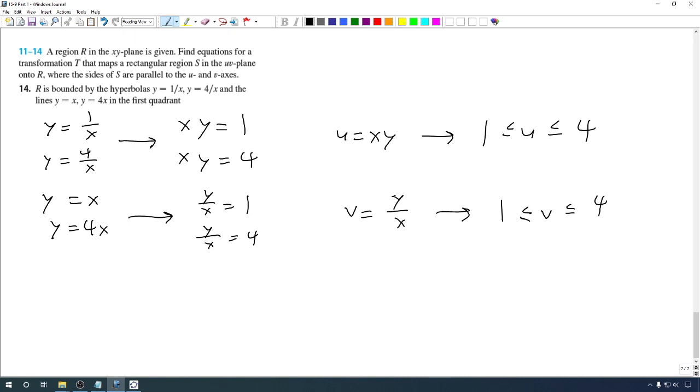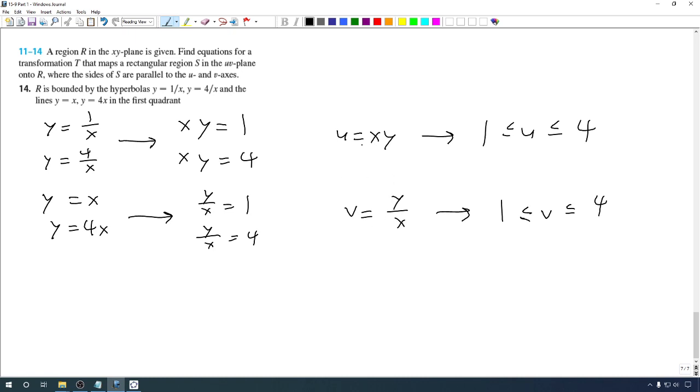Now, of course, again, this is our inverse transformation. We have our new variables in terms of our old variables, and we want the other way around. So we need to actually solve this for x and y. You might have to play around with that a little bit. It's not necessarily a straightforward process since we're not dealing with linear equations right now.